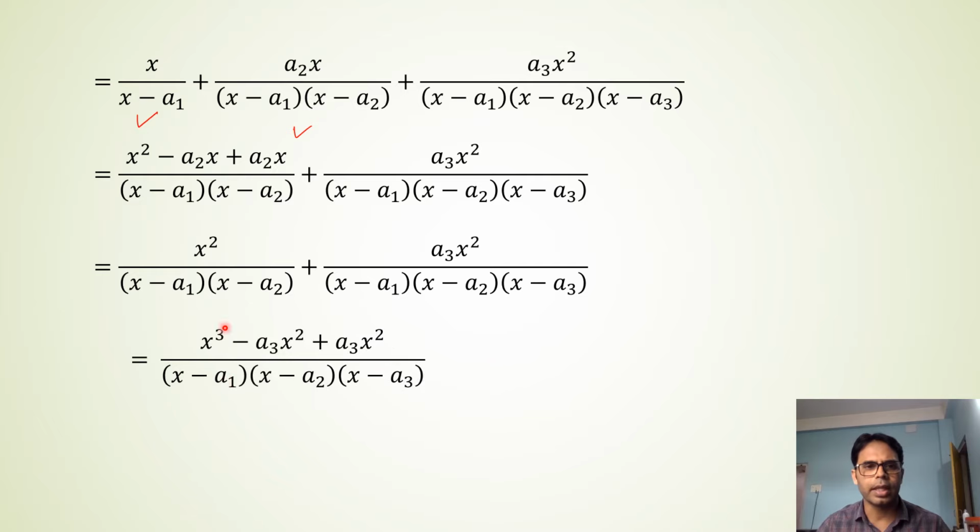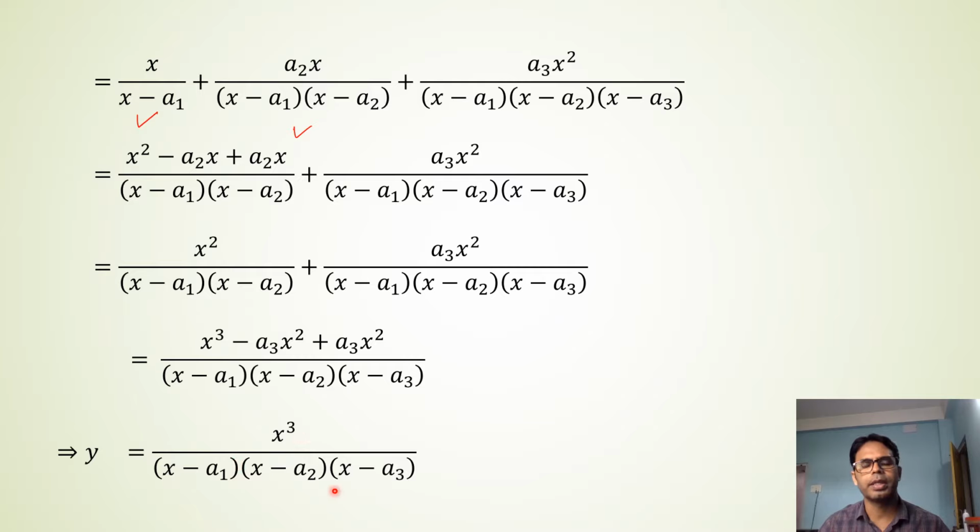So after taking LCM, you see these two terms will be cancelled, it is one, and so this x square will be multiplied with x minus a3, and that will give us x cube minus a3 x square plus this term a3 x square, because this total term is cancelled with this term. And now you see a3 x square is cancelled, so the remaining term is only y is equal to x cube divided by x minus a1, x minus a2, and x minus a3. So that is our expression now.